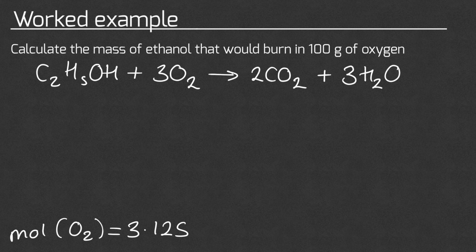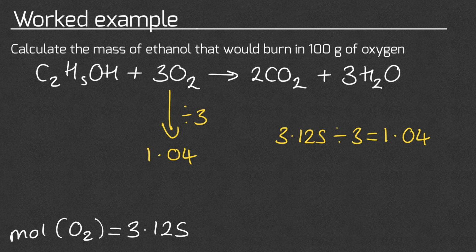So now we need to work out how many moles of ethanol that would give us. Remember, this 3.125 moles of oxygen represents the 3 lots of it in the equation. So we need to work out how much one lot would be worth. To do this, we need to divide the moles of oxygen by 3, because in the equation we're told that there are 3 equivalents of oxygen, so our moles of oxygen needs to be divided by 3 to tell us what one equivalent is. Dividing 3.125 by 3 gives us 1.04.